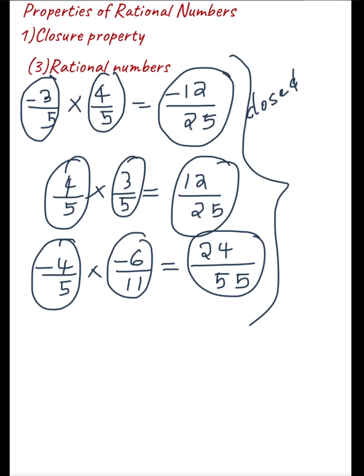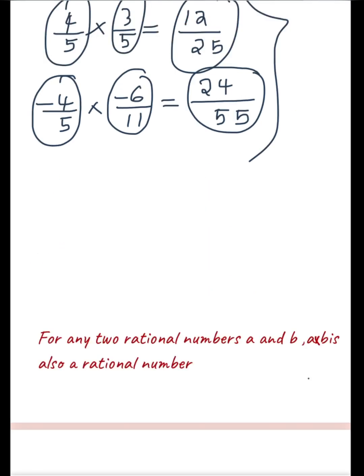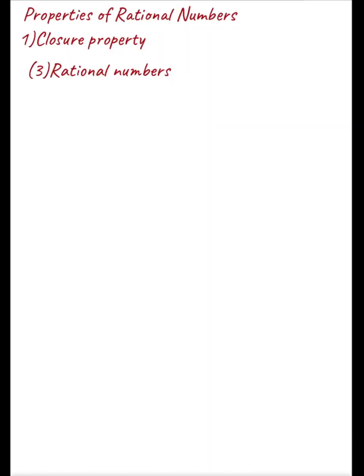Or simply you can say, for any two rational numbers a and b, a into b is also a rational number, or you can say rational numbers are closed under multiplication. Now let's see what is the case for division. Here again I am taking two rational numbers. Suppose I am taking minus 5 by 3 and going to divide it with 2 by 5. I am going to divide minus 5 by 3 with 2 by 5.